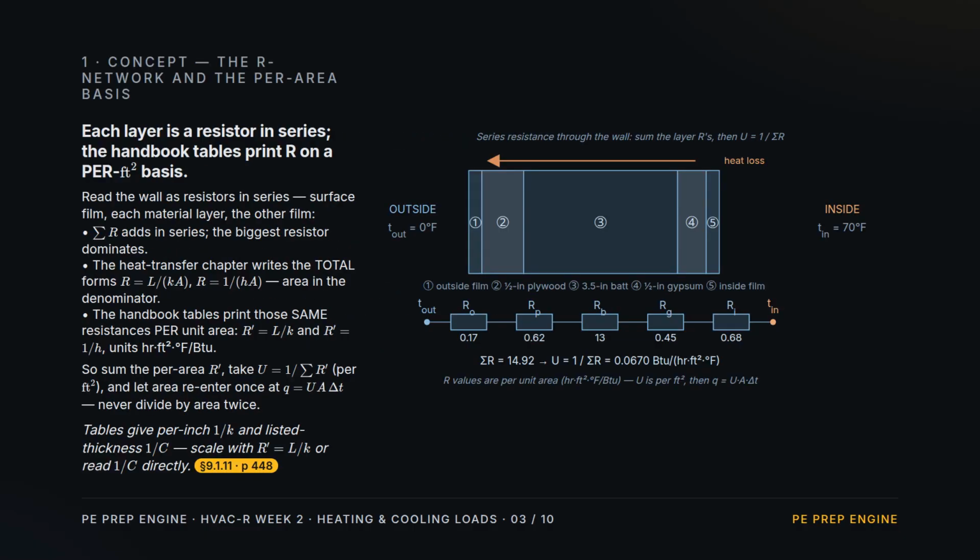Concept 2. The resistance network and the per area basis. Read the wall as resistors in series. A surface film, each material layer, the other surface film. Here's the subtlety that trips people. The heat transfer chapter writes the total resistance forms, L over kA, 1 over hA, with area in the denominator. The handbook R value tables print those same resistances per unit area, L over k, 1 over h. So sum the per area values, invert to get U per square foot, and let the area re-enter exactly once, at Q equals UA delta T.